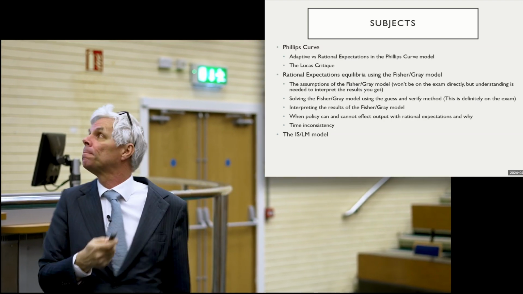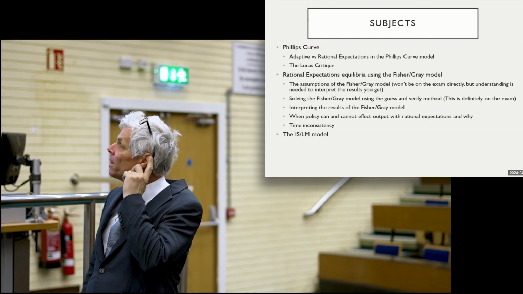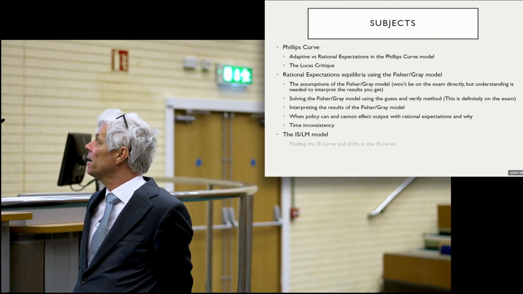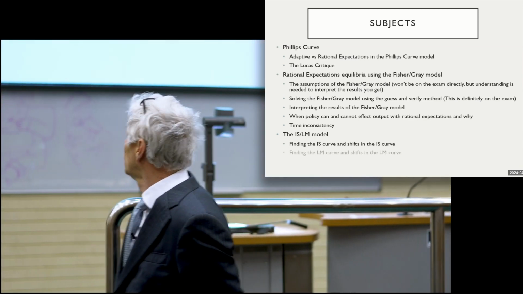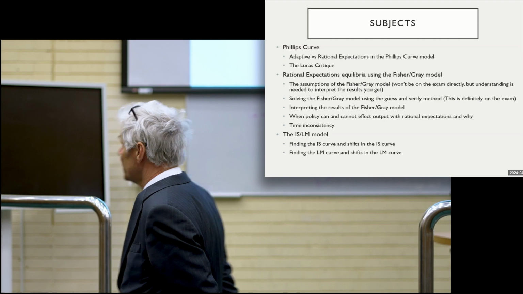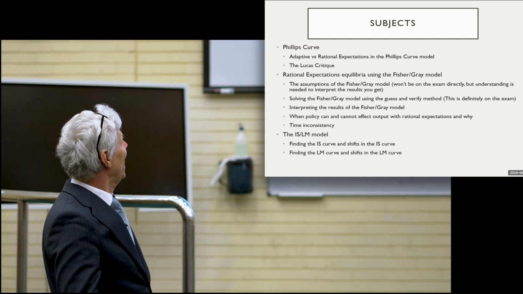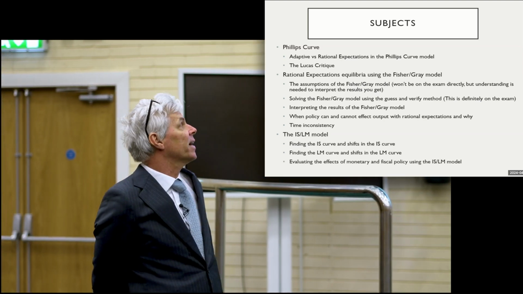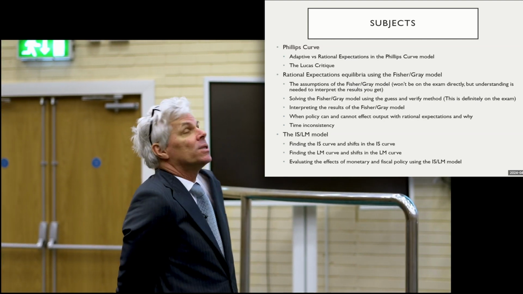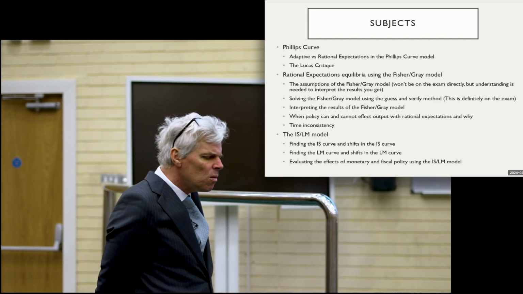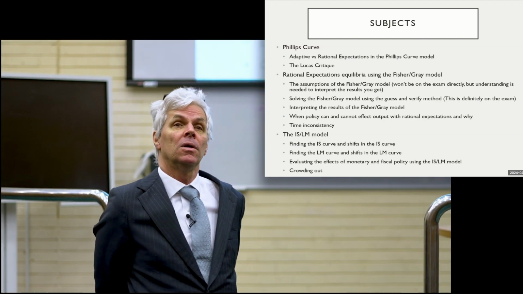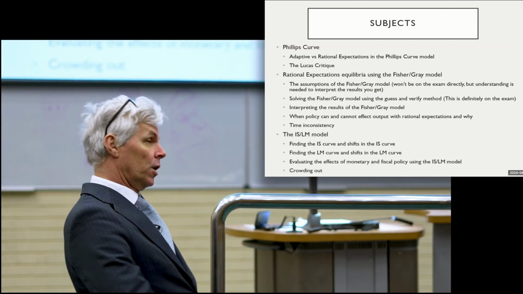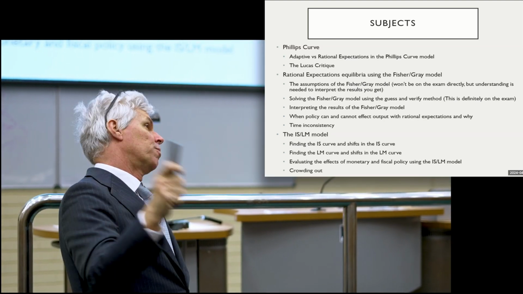Okay. Then we talked about the ISLM model. We have finding the IS curve and shifts in the IS curve. We've got finding the LM curve, shifts in the LM curve. And evaluating the effects of monetary and fiscal policy using the ISLM model. And one of the things we got out of that is the crowding out of private investment. When government spending increases, output goes up, but at the expense of private investment.